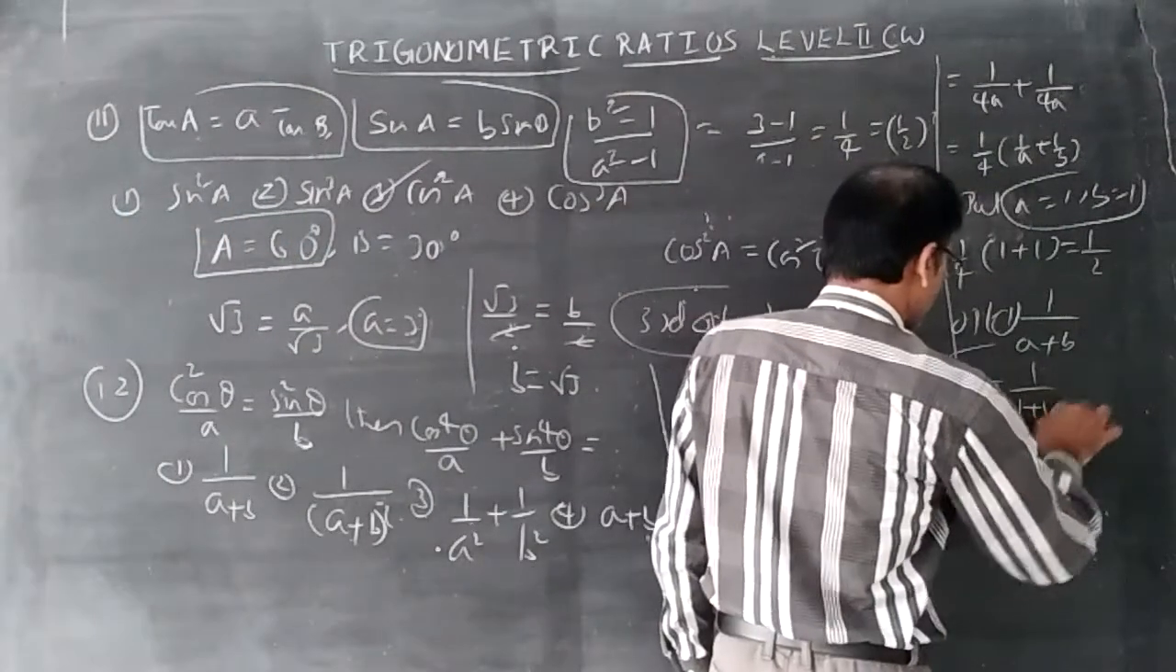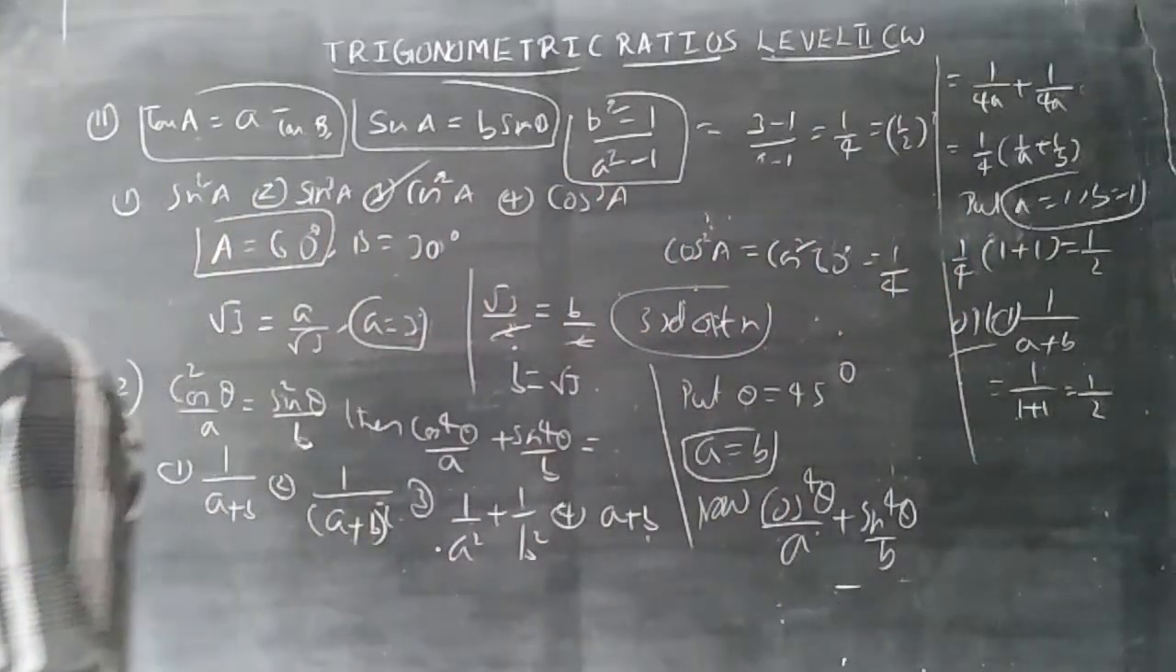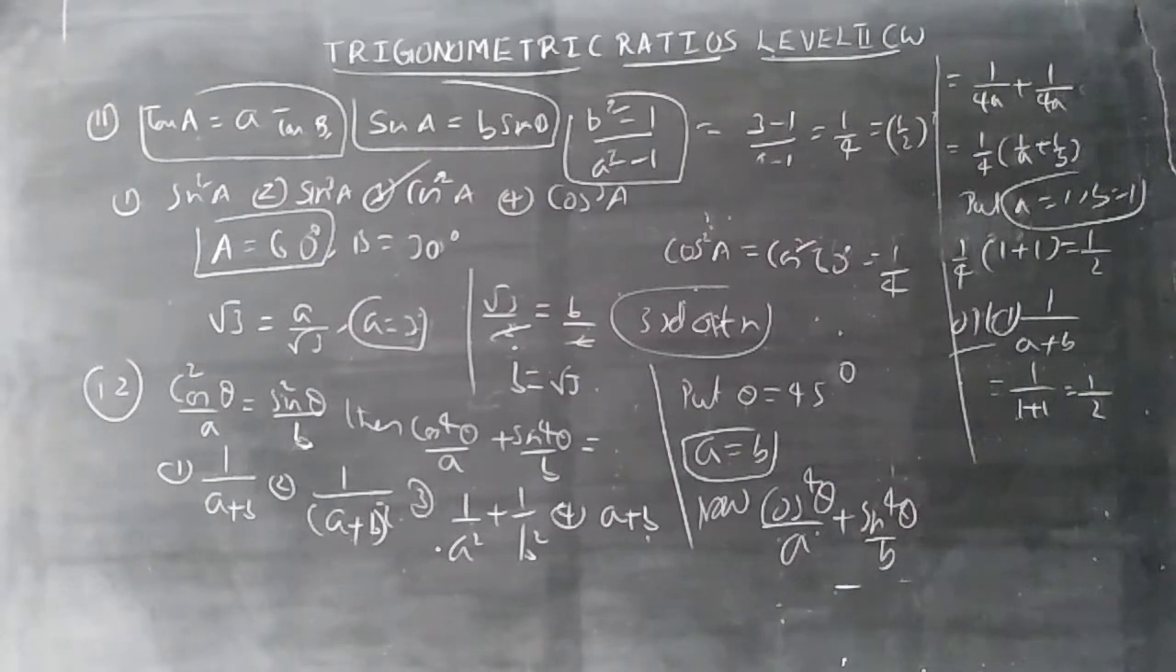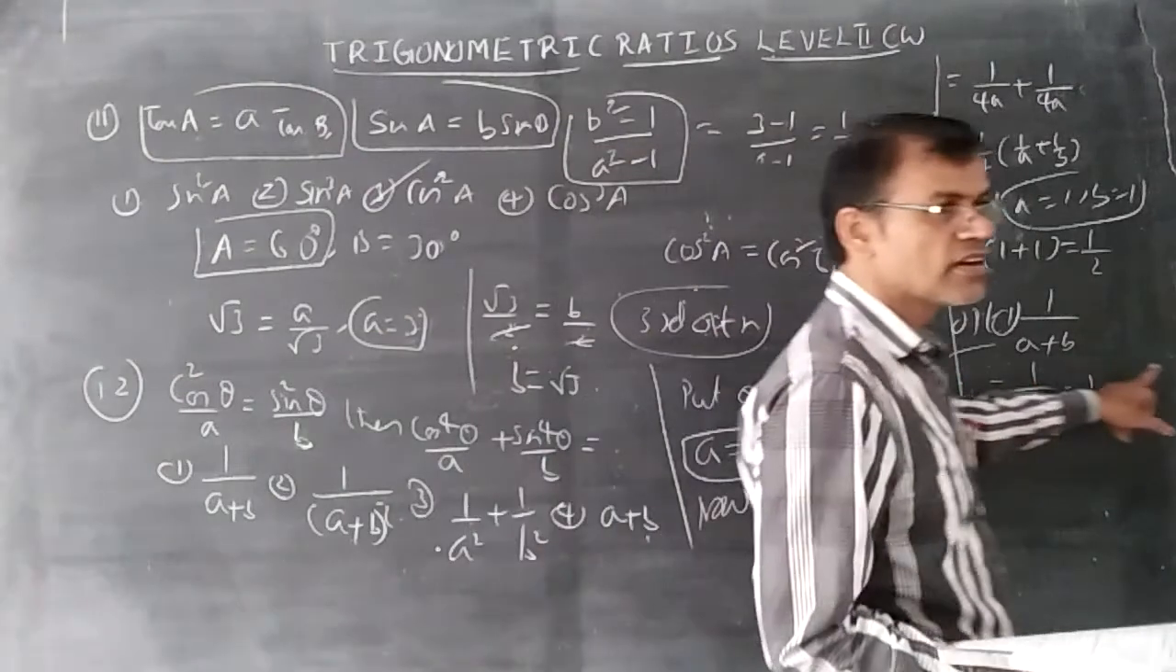Now 1 by 1 plus 1, so 1 by 1. Apart from the first option, does any other option satisfy? No. 1 by 1 plus 1 by 1. No other option is there. Only the first option satisfies. You see the options. Very good to understand.